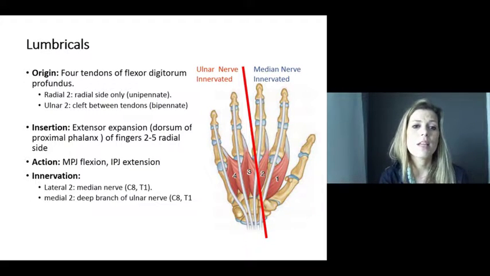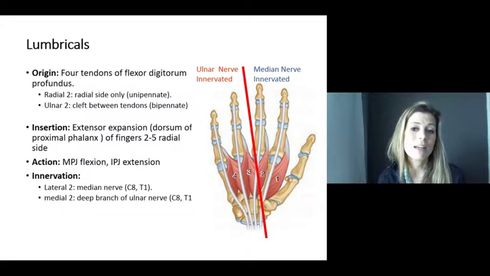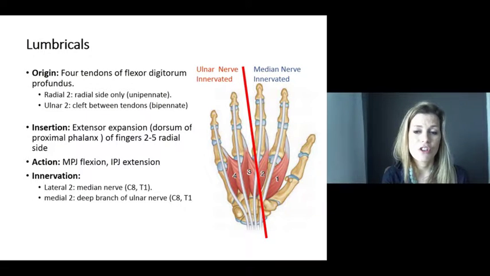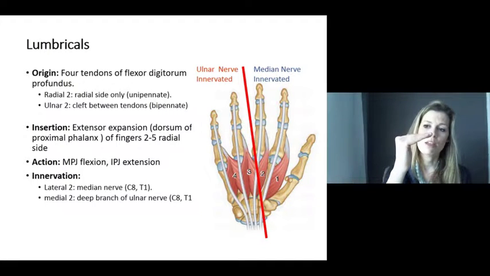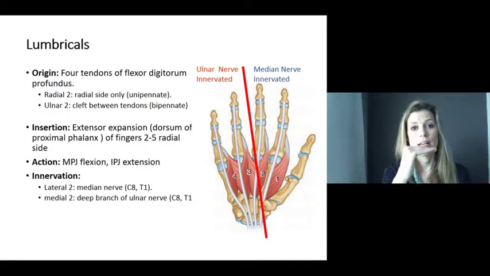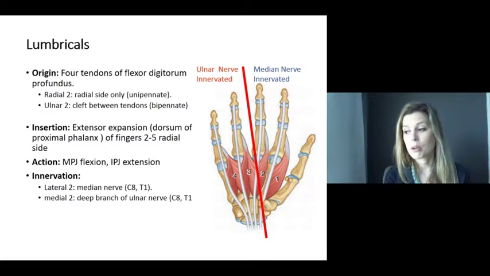Lumbricals are a really interesting muscle because they have no bony attachment. They attach purely to tendinous tissue. So they originate off of the FDP, flexor digitorum profundus tendons, and they insert into the extensor mechanism. So no bony attachments here. And they are key with MCP joint flexion and IP joint extension. So these are referred to as our lumbrical grasp.